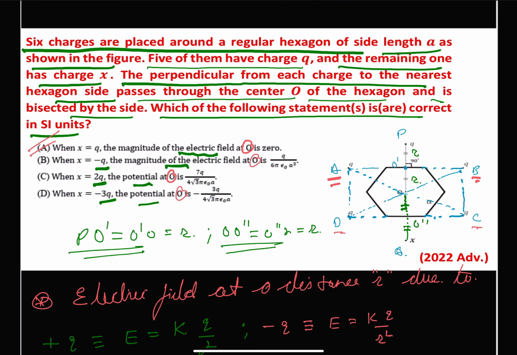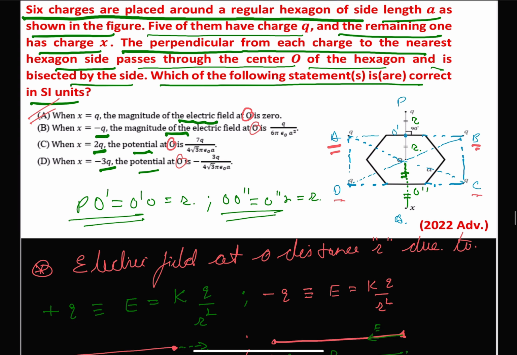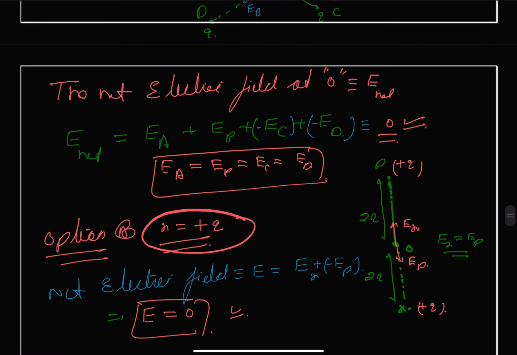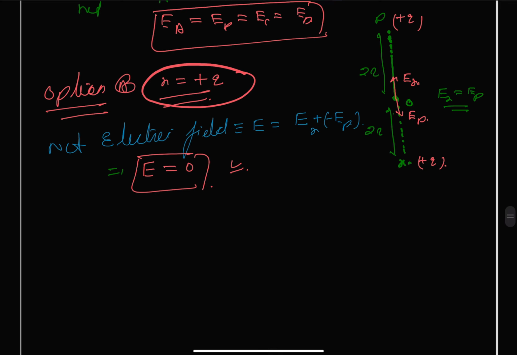And for option B, when X is equal to minus Q, in this case also the net electric field due to A, B, C and D is not going to change, that will be still 0 because charge at X is only changed. So this net electric field is 0 for our part B also. So we are interested in option B. Option B gives us that our X is equal to minus Q.